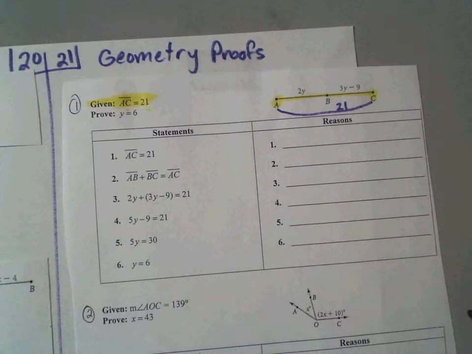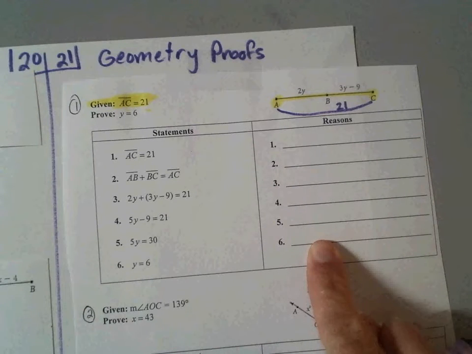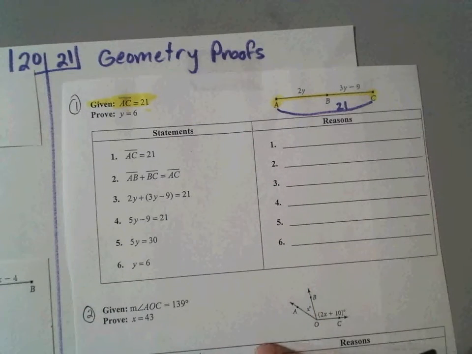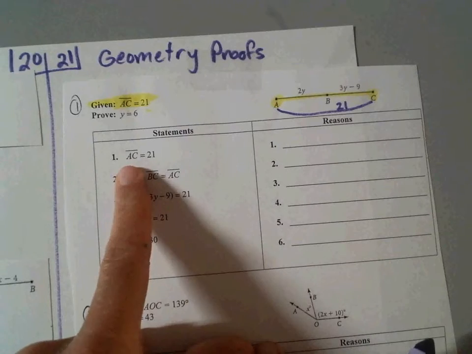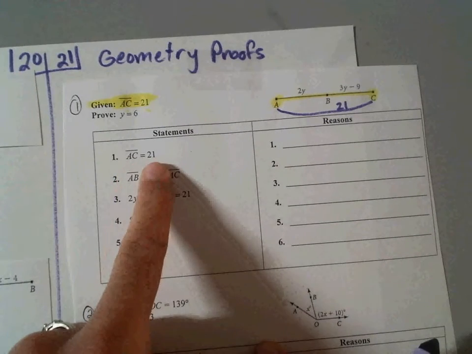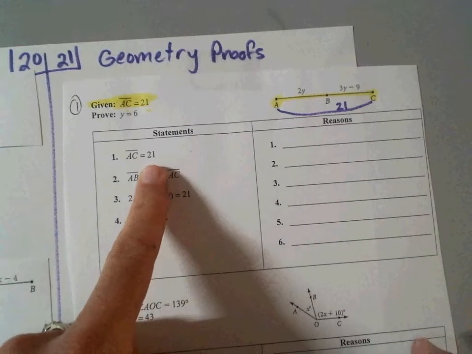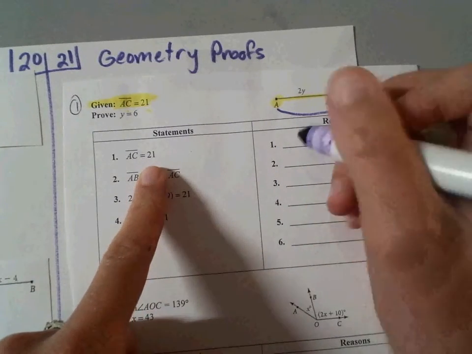All right, so now what we want to come up with, they already tell us, we want to prove y equals 6. So this isn't a question of can you solve this. The question is can you fill in the reasons why y is 6. Very first thing they wrote, this side will help you because it's already filled in. They said segment AC equals 21. How did they know that? Because that information was given. Very good. So we put given on the first line.